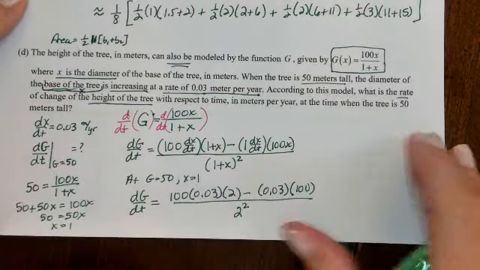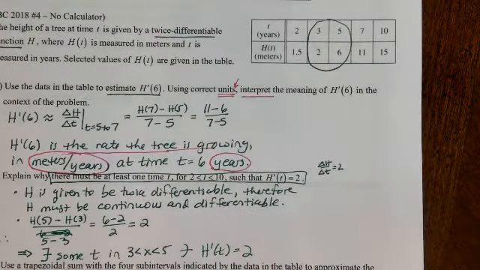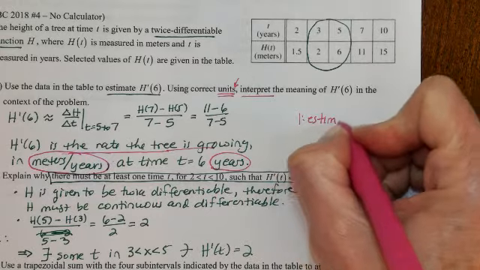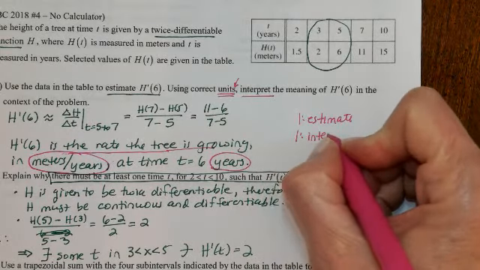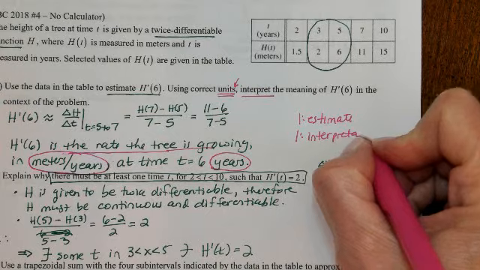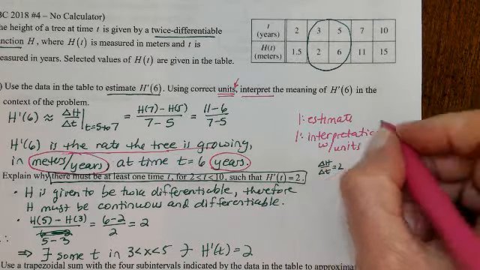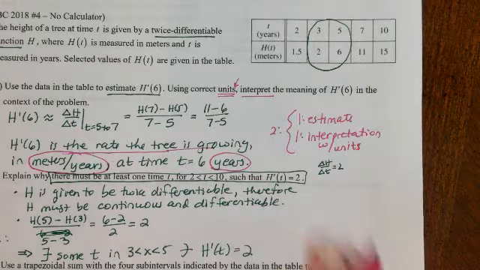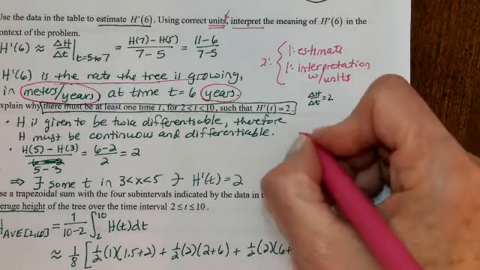Let's take a look at how they scored this. For part A, they gave 1 point for that estimate and 1 point for the interpretation with units. So again, both sets of those units. I know I've stressed that. It's because I see kids forget that.